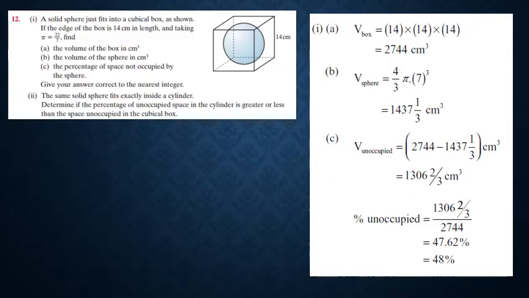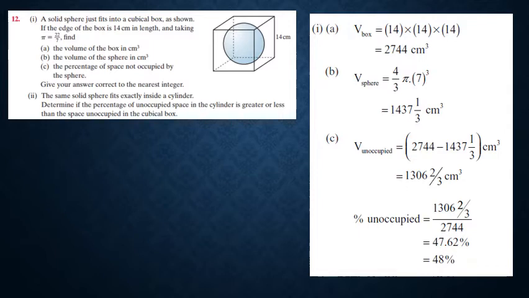Question 12. A solid sphere just fits into a cubical box as shown. If the edges of the box is 14 centimeters in length and taking pi as 22/7, find the volume of the box in centimeters cubed, the volume of the sphere in centimeters cubed, and the percentage of space not occupied by the sphere. Give your answer correct to the nearest integer. So first of all, we're asked to find the volume of the box. So that's just going to be 14 times 14 times 14, the length times width times height, which is 2,744 centimeters cubed.